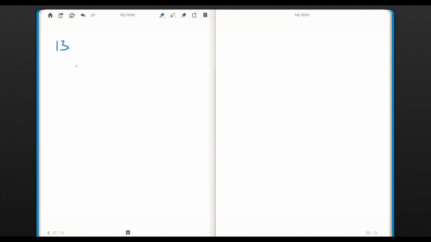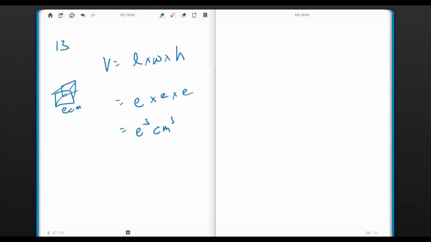Number 13, the volume of a cube of edge E. A volume is length times width times height. And in this problem, since it's a cube, I know that the length and the width and the height are the same. So it says that let E be the edge in centimeters. So when I look at my box, I have E centimeters wide, tall, long. So it's E to the third. E times E times E is E to the third. And the edge is in centimeters, so it's centimeters to the third.